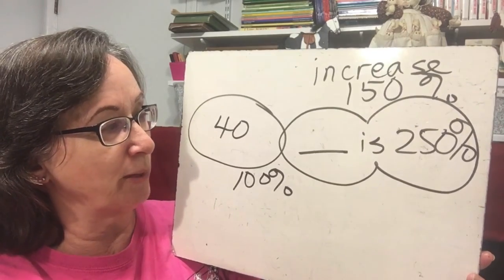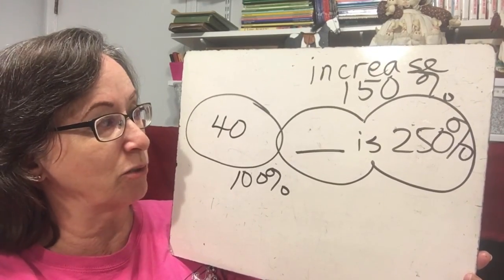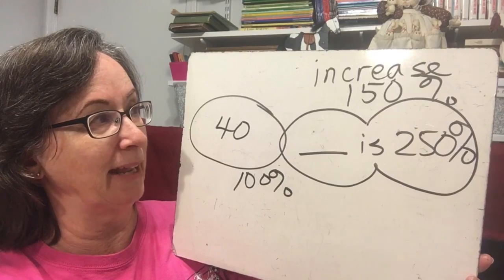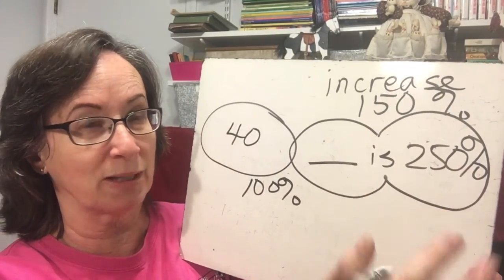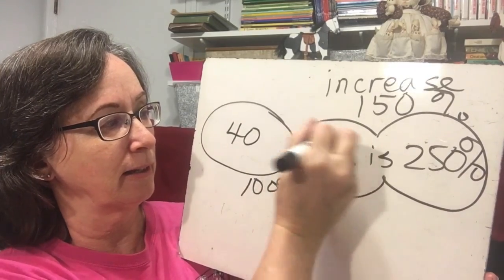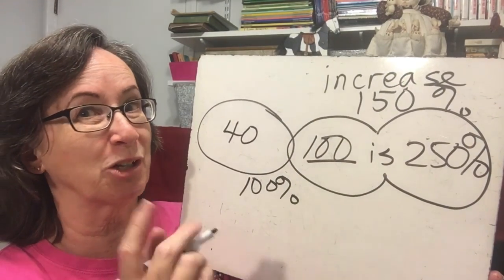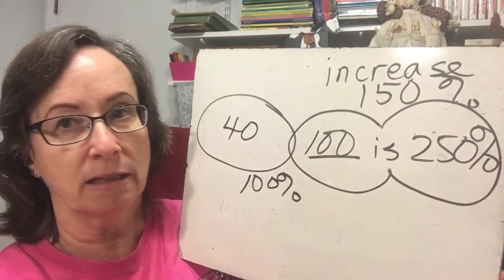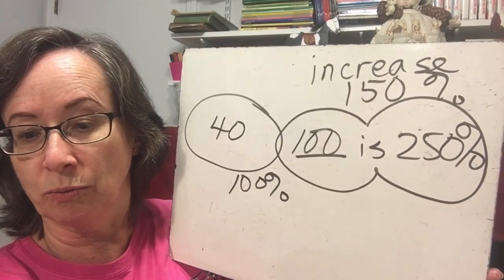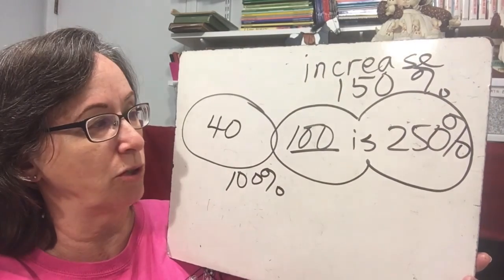So anytime we have over 100%, we're going to use the little peanut here. Okay, so now I'm just going to go ahead and figure out, we already figured out that the 250% was 100. Okay, so they're going to increase up to 100, which means that Kathy added 60 new items to their list.